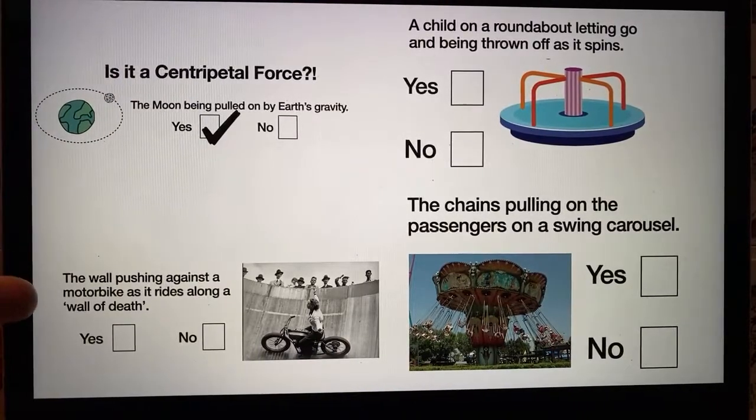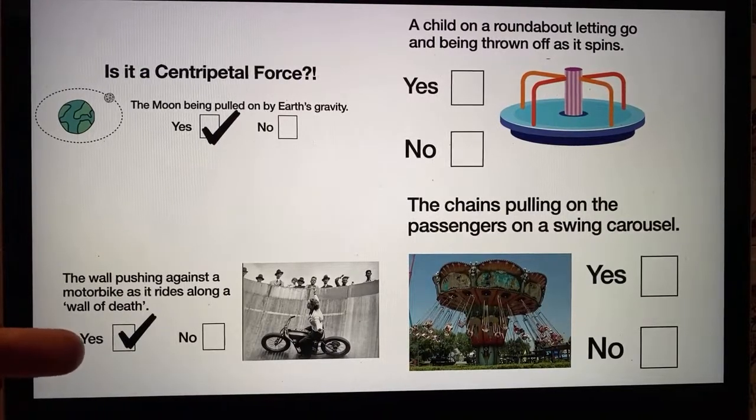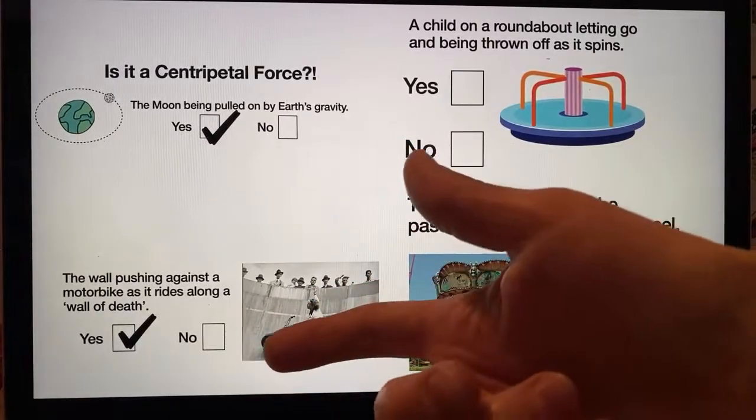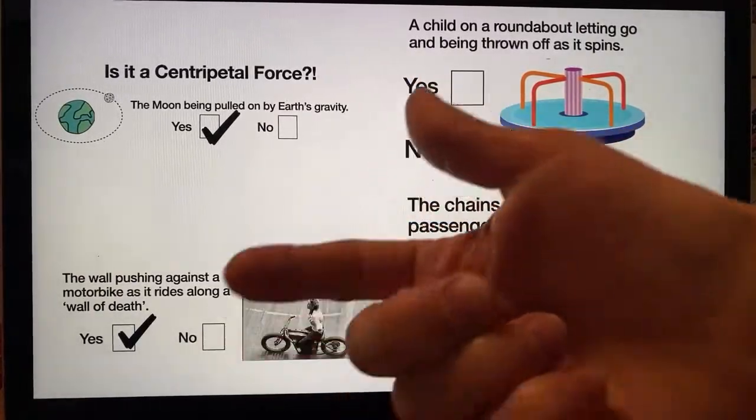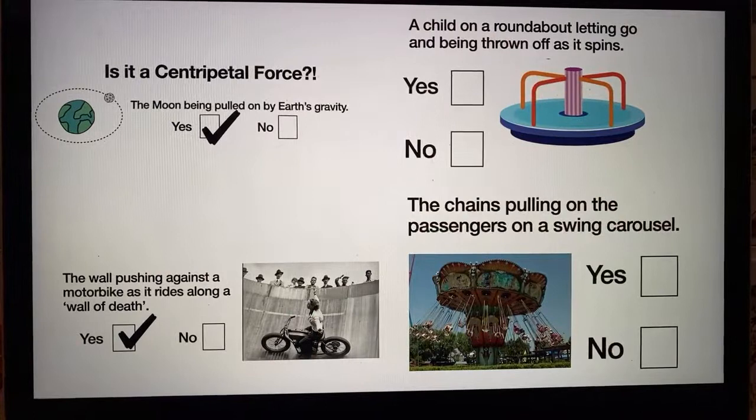The wall pushing against the motorbike as it rides along a wall of death. Yes, absolutely, that is the centripetal force. So in that case, it's a push. The motorbike tries to go straight ahead. The wall's like, nope, you must change. And the motorbike can't resist, so it goes.